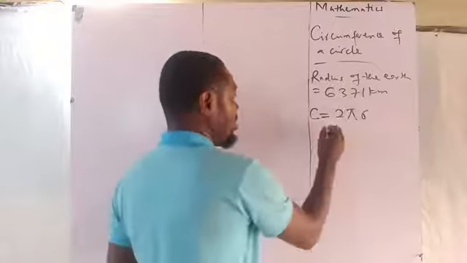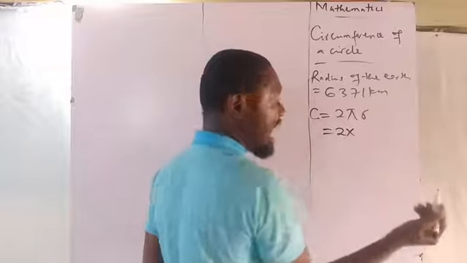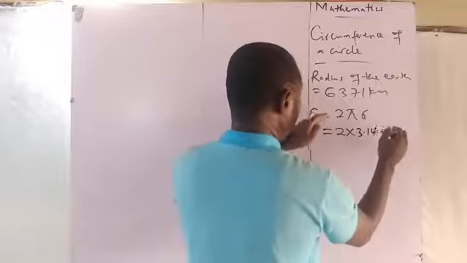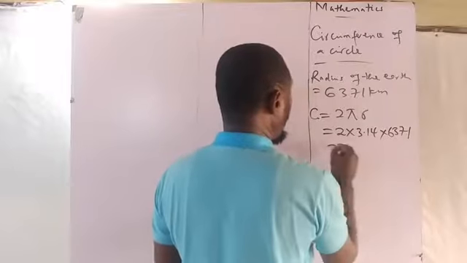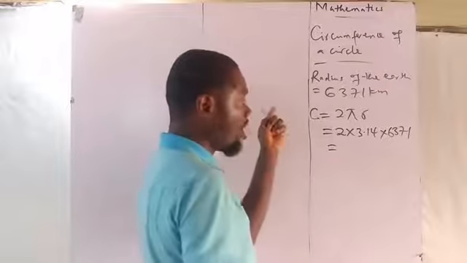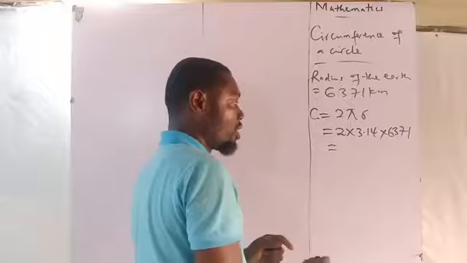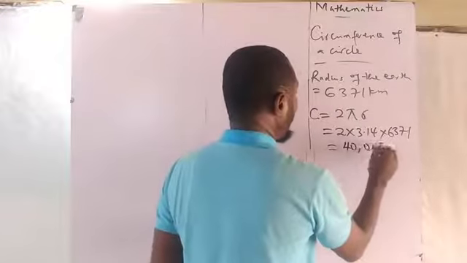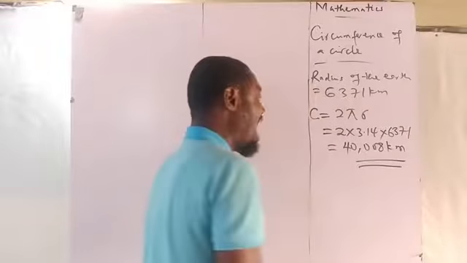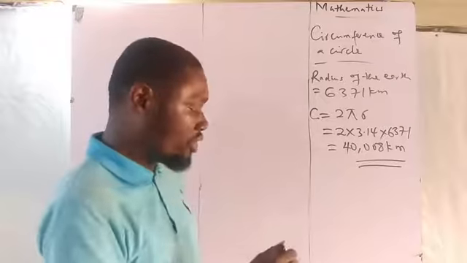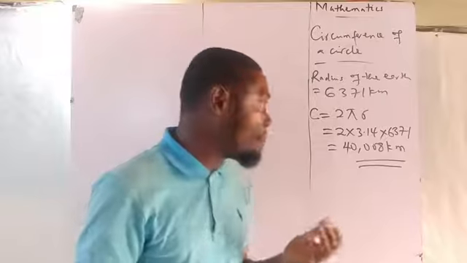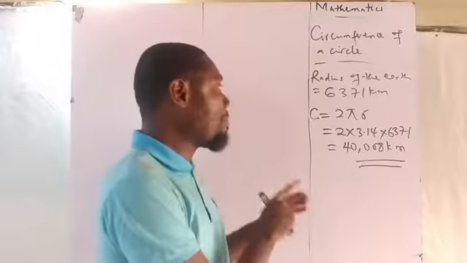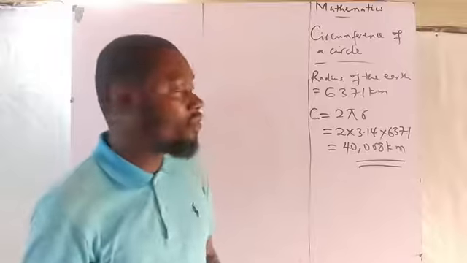If you put this in your formula, you're going to have 2 times pi. The constant value for pi is 3.14, times 6,371. If you work this out by approximation, you come back to Eratosthenes' conclusion that the circumference of the earth is about 40,080 kilometers. You have this result. Now we want to use this in solving some problems in mathematics. Let us apply this idea to a circle.